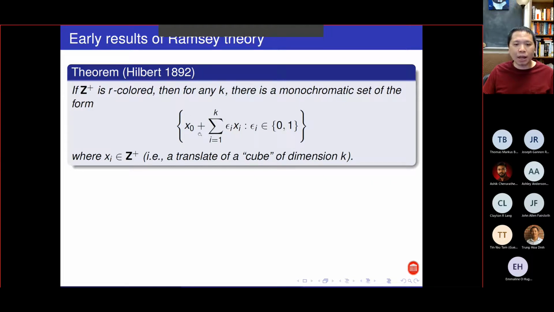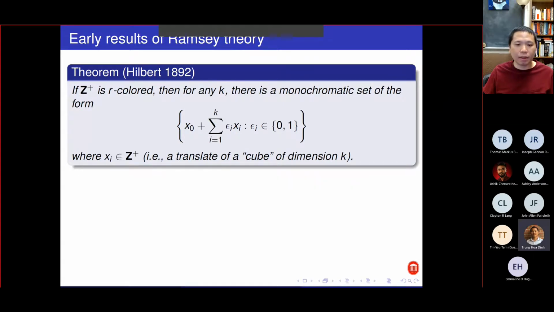You fix some x_0, x_1, up to x_k, and you make sums of this form. So x_0 is there, but for each x_i you take a coefficient of 0 or 1. You can think of this as the analog of a cube of dimension k. This is not exactly a cube, but it's a translate of a cube because we translate this thing by x_0. So Hilbert says that however you color the integers with r colors, there is always a translate of a cube of dimension k which is monochromatic.